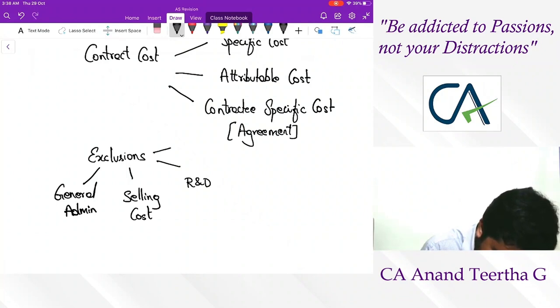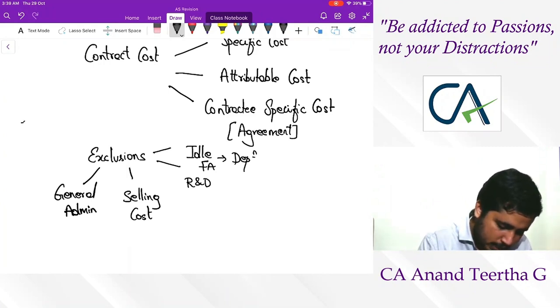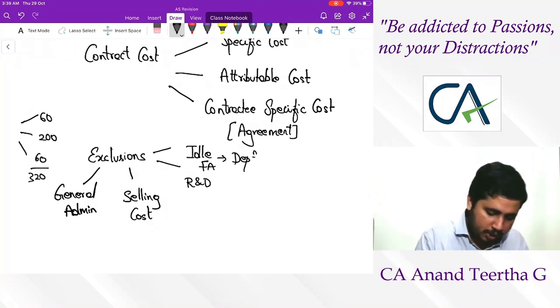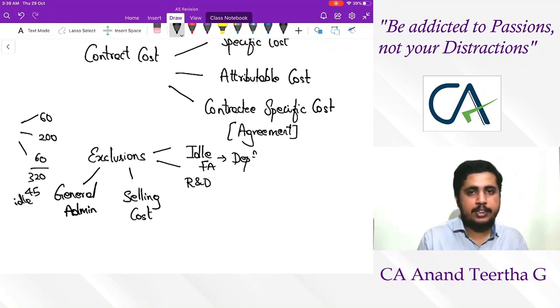Finally, if there is any idle fixed asset, depreciation of these idle fixed assets is not contract cost. Example, machinery is supposed to be used. Say contract 1 you used for 60 days, contract 2 you used for 200 days, contract 3 you used for 60 days. So 60, 200, 60. So there are 3 projects, 1, 2, 3, and 60 days, 200 days and 60 days you used. How much is the total? Total is 320, which means what? 45 days it was idle. Now when you apply depreciation, apply only 60 by 365, 200 by 365 and 60 by 365.